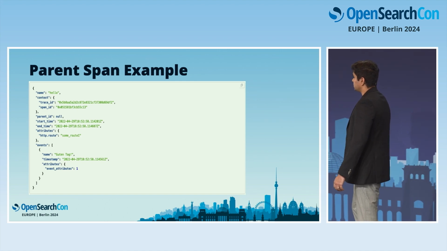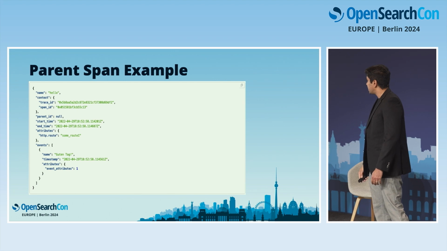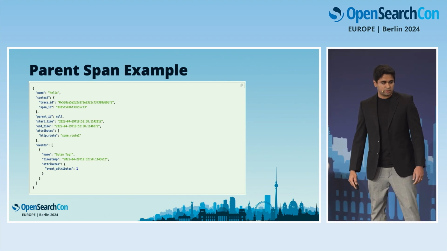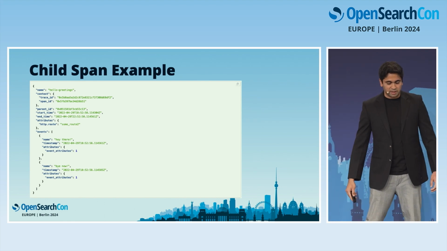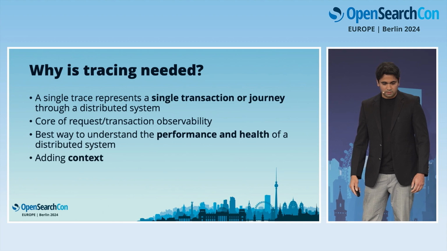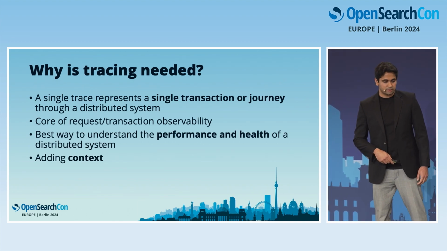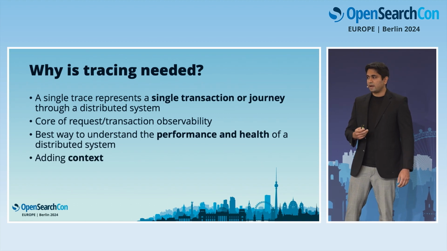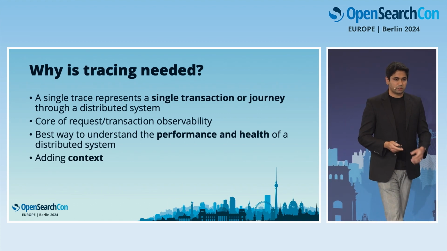Quickly, here is a parent span example. We have a trace ID, span ID, and various attributes. And the child span, which has the parent ID associated with it. And as mentioned, tracing is really helpful in evaluating the performance of a system, and it adds context, connecting your logs, metrics, and all of it together.